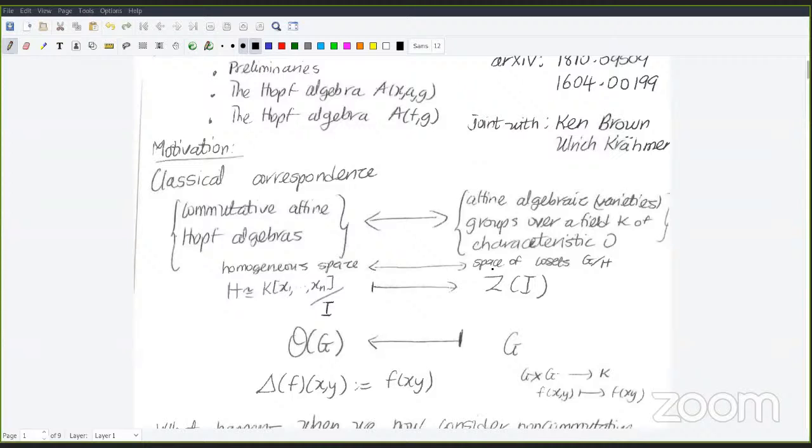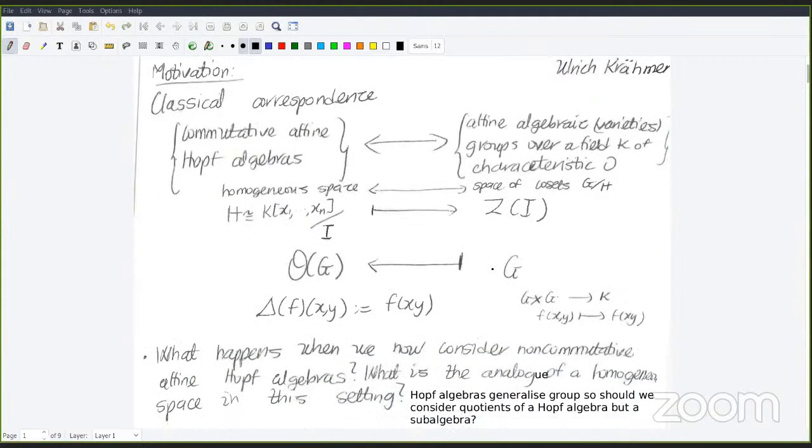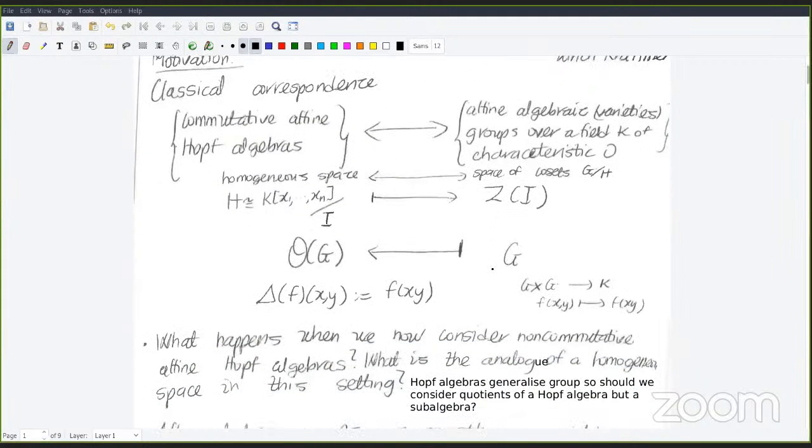So we were looking at non-commutative analogs of this. So instead of looking at commutative Hopf algebras, what if we consider non-commutative affine Hopf algebras? What would be the analog of you having a group acting transitively on your space?